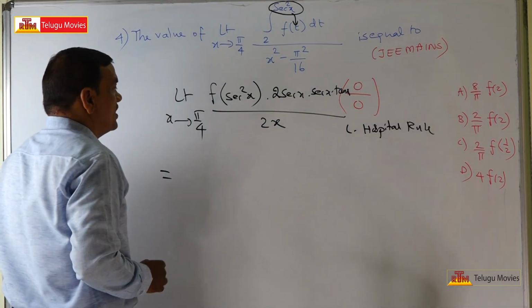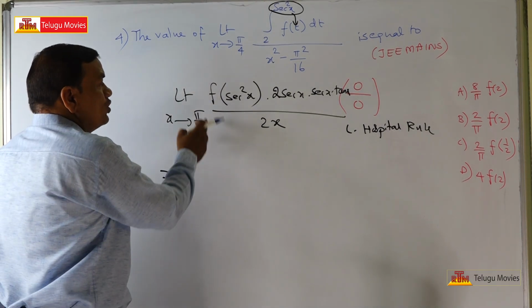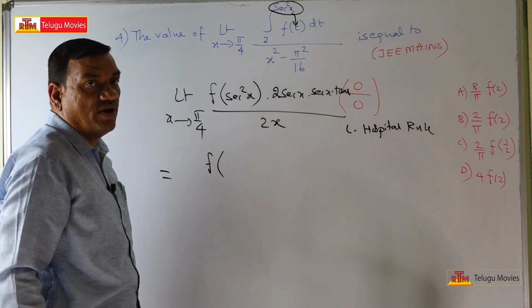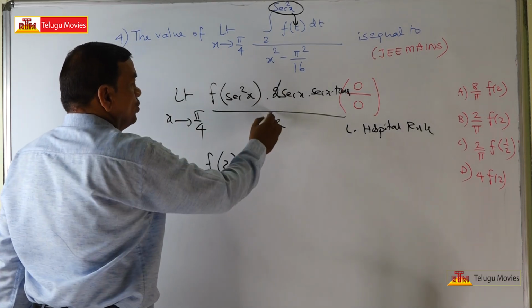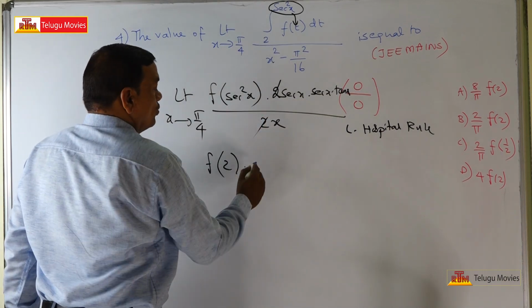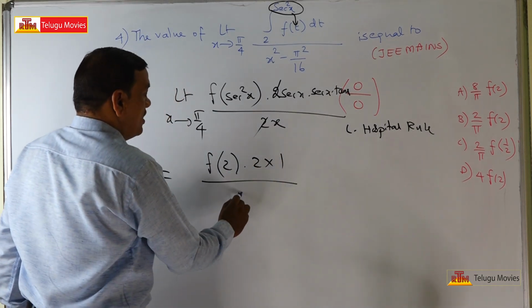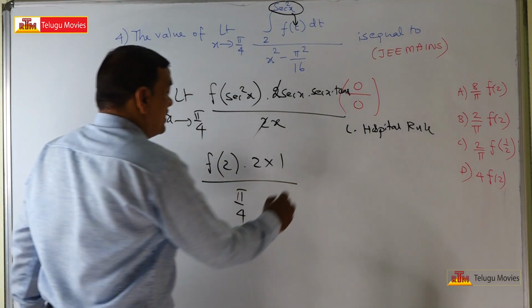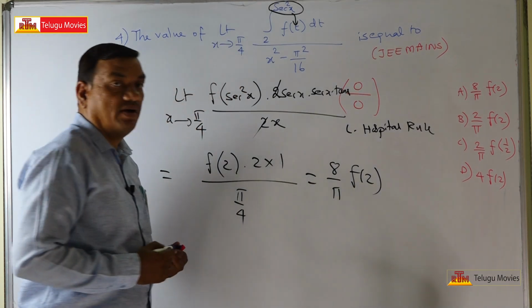So wherever x is there, substitute pi by 4. So this is f of secant square pi by 4. Secant pi by 4 means how much? Root 2. Root 2 whole square 2. So this is equal to, 2 gets cancelled. Secant pi by 4 is root 2. Root 2 into root 2 is 2, into tan pi by 4 value 1, by 2x, x value pi by 4. So it becomes 8 by pi f of 2.